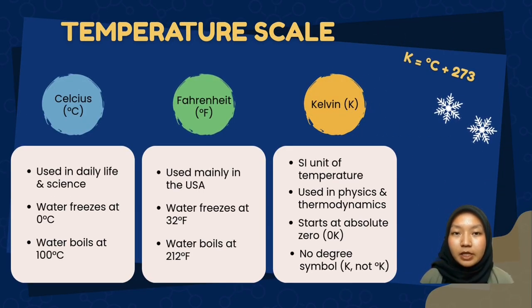This slide presents the main temperature scales that are commonly used. Temperature refers to the degree of hotness or coldness of an object. The first scale is Celsius, which is widely used in everyday applications and in scientific work. In this scale, water freezes at 0 degrees and boils at 100 degrees. The Fahrenheit scale is mainly used in the United States, where water freezes at 32 degrees and boils at 212 degrees. And lastly, Kelvin is the SI unit of temperature and is primarily used in physics and thermodynamics. It begins at absolute zero and does not use a degree symbol. Overall, each temperature scale serves a specific purpose depending on its application.